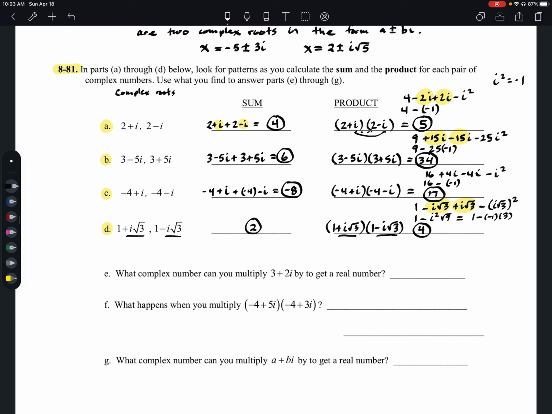Okay, so hopefully you have all those values correct. I'd make sure you mark them so you can go back. You might need to use them later. Let's look at E now. What complex number can you multiply 3 plus 2i by to get a real number?